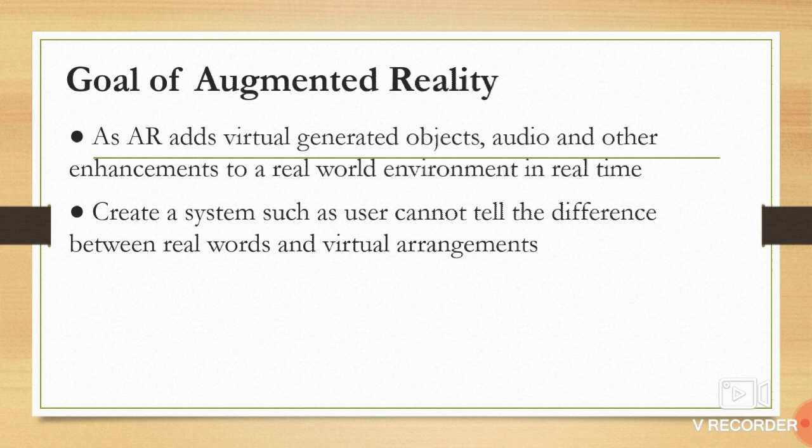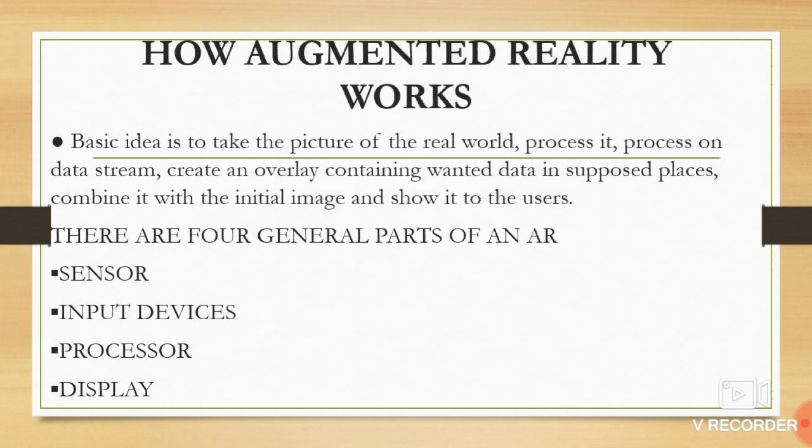Next, we're moving on to how augmented reality works. The basic idea is to take a picture of the real world, process the data stream, create an overlay containing wanted data in supposed places, combine it with the initial image, and show it to the users. Basically, augmented reality works by adding digital content to real life.